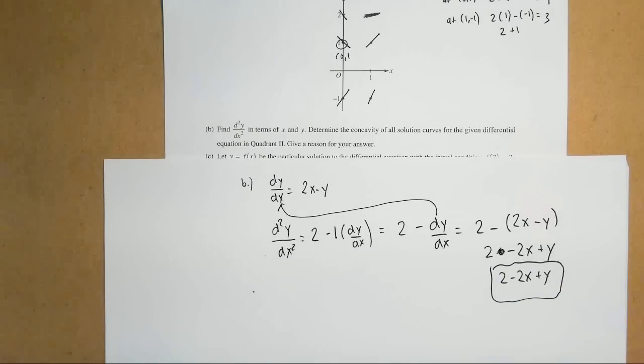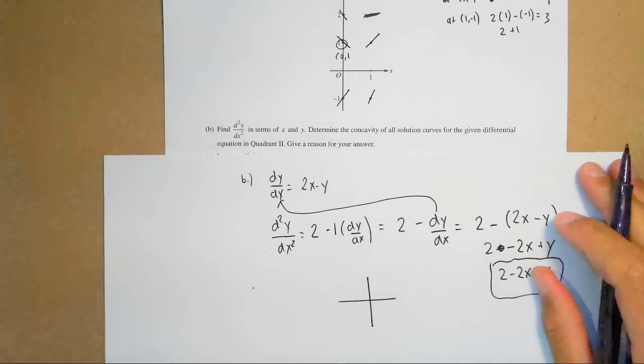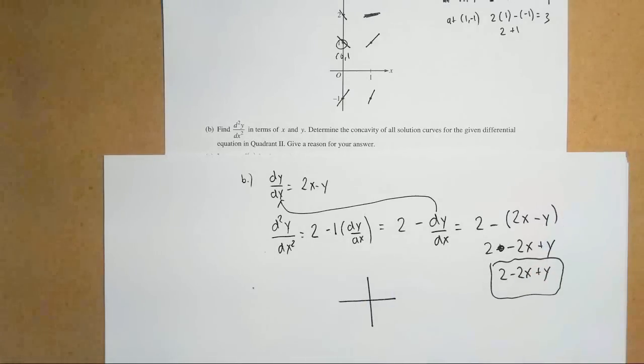Now the next part of the question says, determine the concavity. What's concavity? Remember, taking values and plugging into your second derivative and determining if it's concave up or concave down. Determine the concavity of all solution curves for the differential equation in quadrant 2. So this is where we have to think about it a little bit. Okay, quadrant 2. I'm going to pick a random point because I don't really know what values are in quadrant 2. So let's just pick a random point. Negative 2, 1. Okay, that's my point right there.